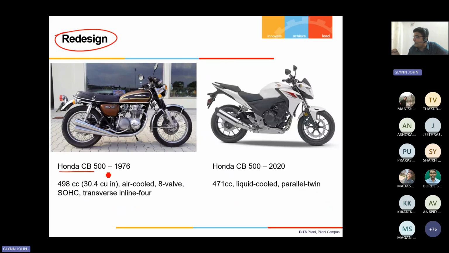Honda CB 500, right? 1976, a wonderful motorcycle. Something like a gem. So it has got 4 cylinders, right? You see this inline four-cylinder engine, an excellent motorcycle. But you have the same motorcycle available today. Yeah, only the name is the same, right?